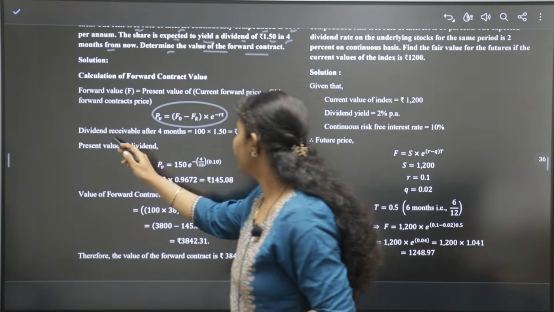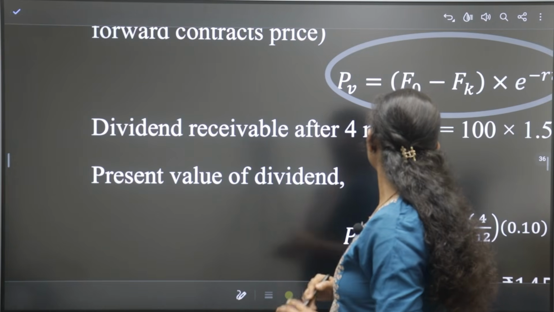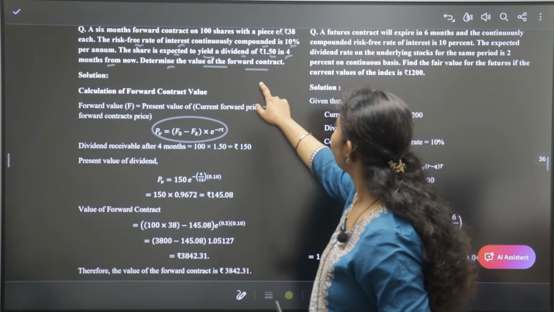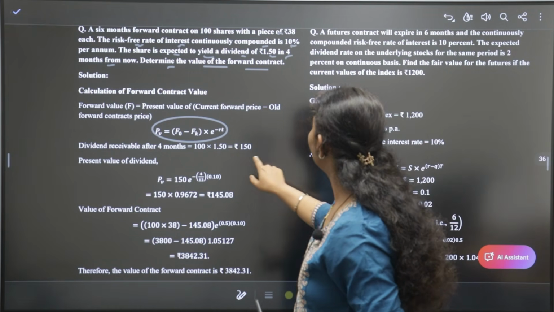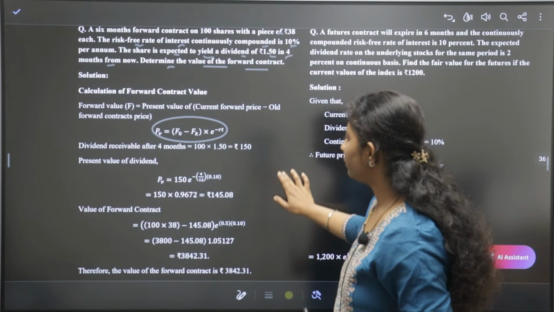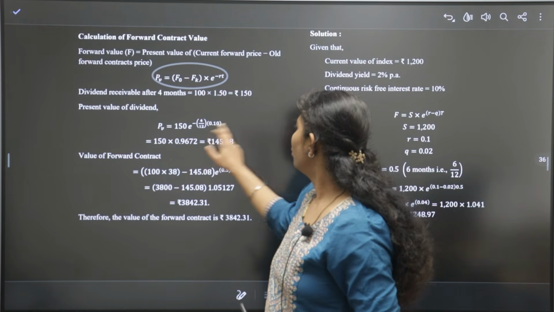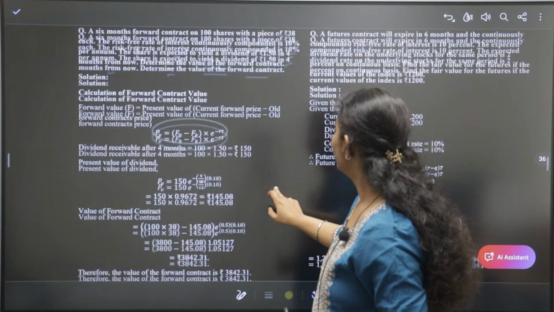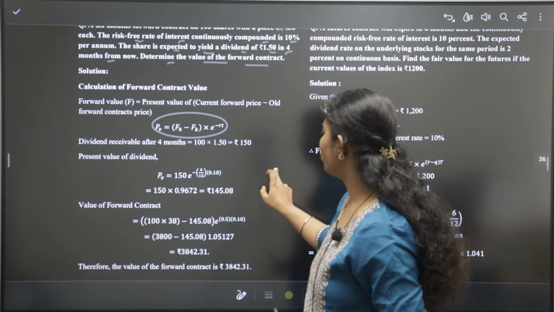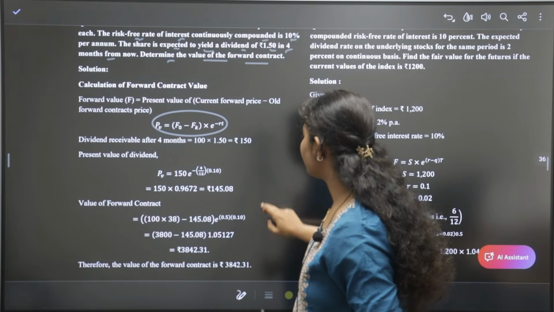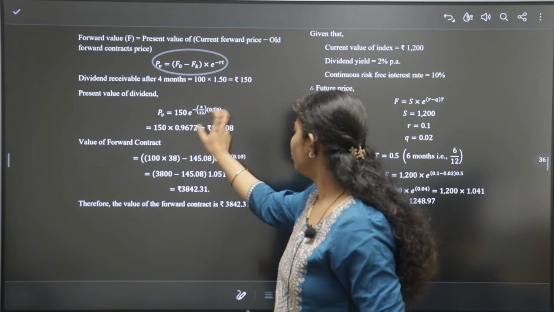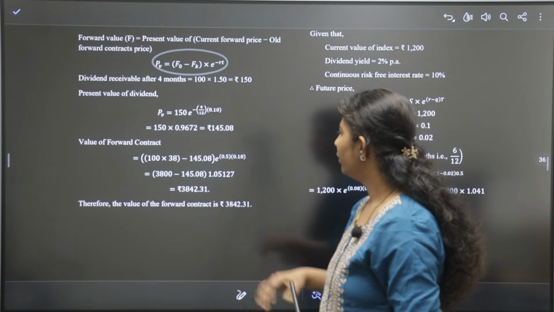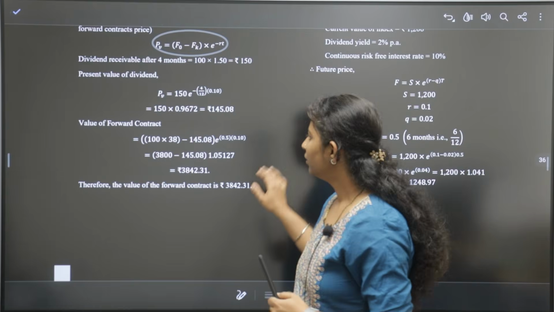Here, the dividend receivable after 4 months: how much is it? 100 into 1.50 after 4 months. 100 into 1.50 is equal to 150. The present value of the dividend, PV, is equal to 150 into e to the power of minus 0.10 into 4 divided by 12. Here 4 is your 4 months, divided by 12, with the 10% compound rate. 150 times 0.9672 is equal to 145.08.